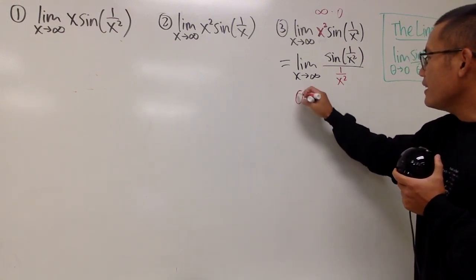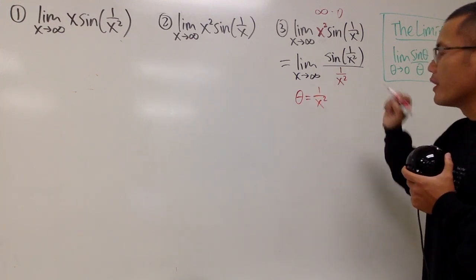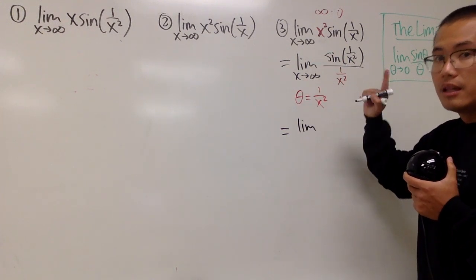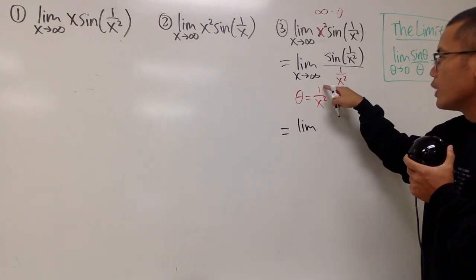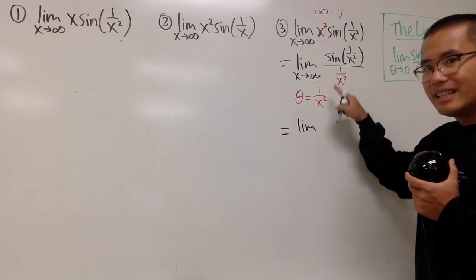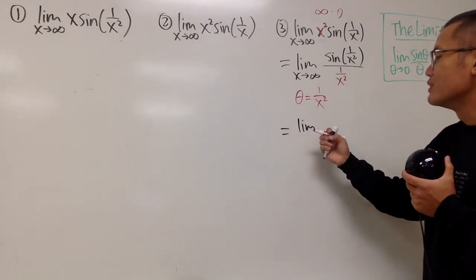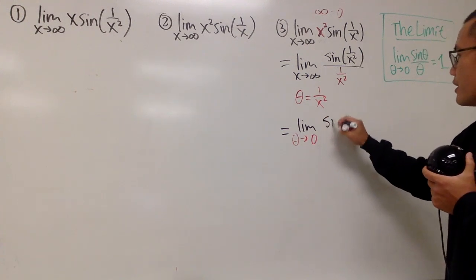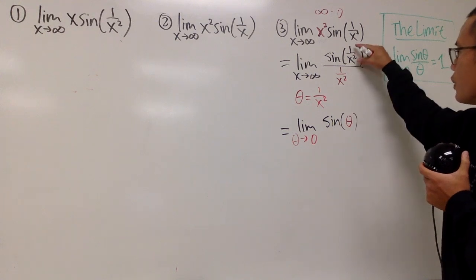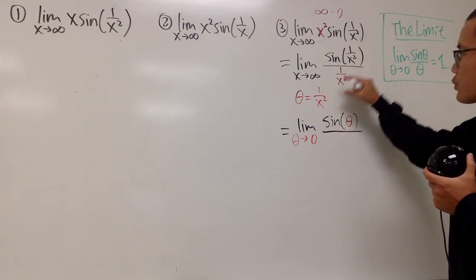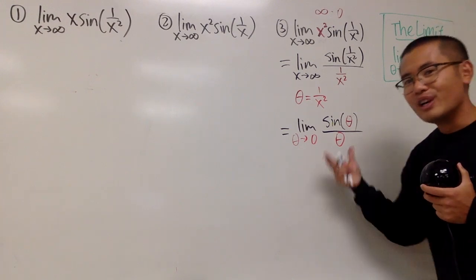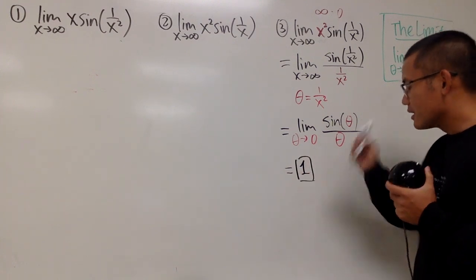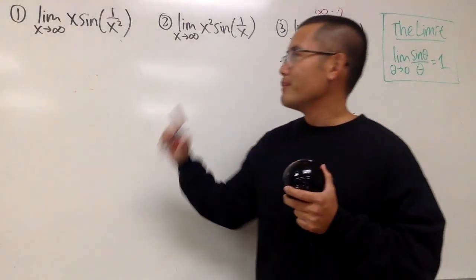I will say that theta equals 1 over x squared. Now check this out. Earlier we had the limit as x approaching infinity. Now if we put infinity down here, you get 1 over infinity squared, and that will be 0. That means theta will be going to 0. Very nice. And then, of course, we have the sine of theta, because 1 over x squared is theta, and then over 1 over x squared is again theta. And congratulations, we have exactly the limit. Namely, the answer to this is just equal to 1. That's it.